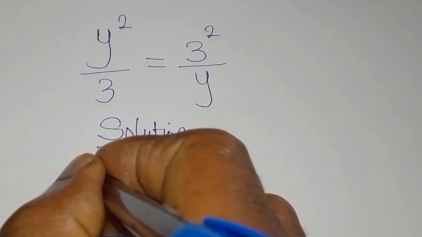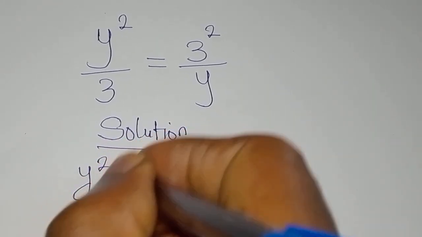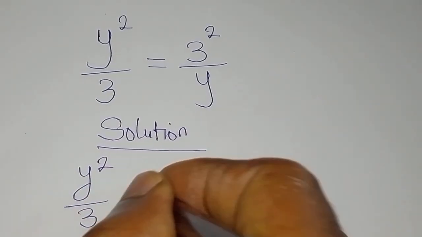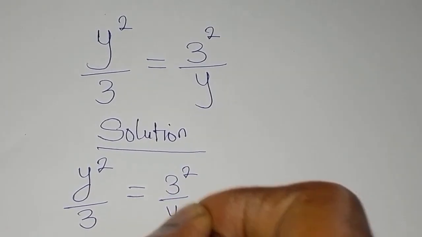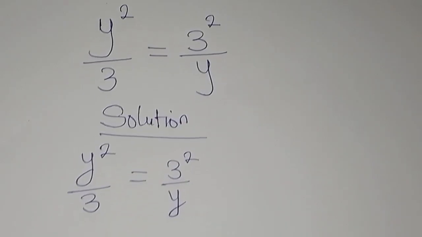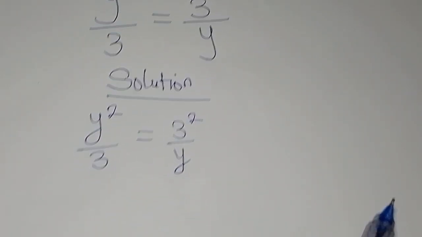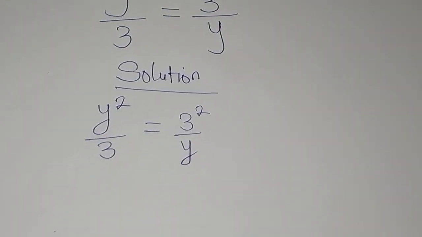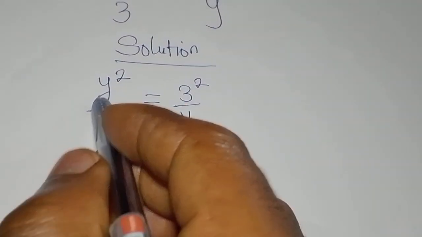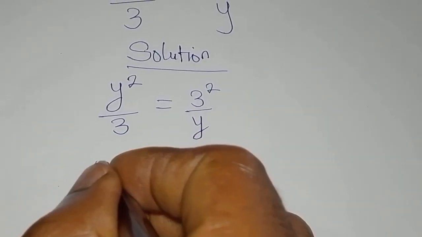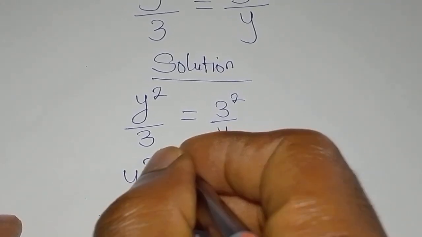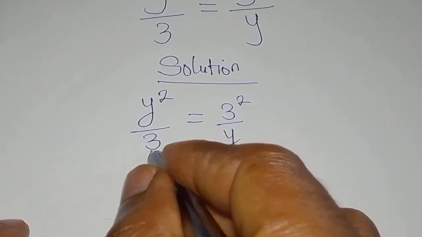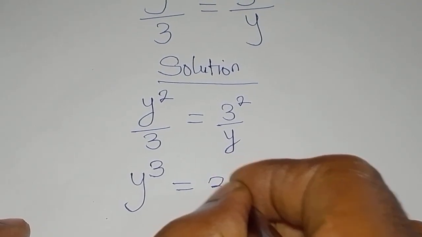Let's take a step. y squared over 3 is equal to 3 squared over y. Now at this point, cross multiply. Yeah, that's what you should do. So that we have y squared times y, that will give us y cubed, and then 3 times 3 squared, that will give us 3 cubed, right?